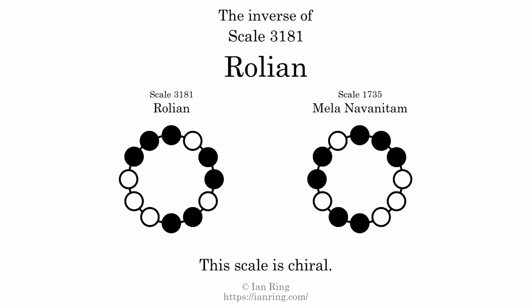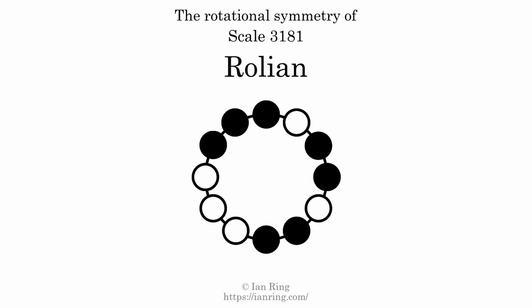The inverse of a scale is a mirror image. It is what you get when the sequence of intervals is reversed. The inverse of this scale is scale 1735, also known as Milanov-Anatom. This scale is chiral. It cannot transform into its inverse by rotational transformation. This scale has no rotational symmetry.